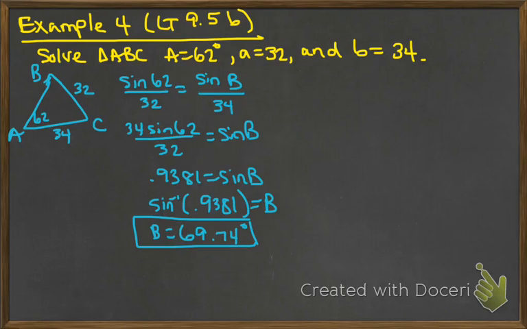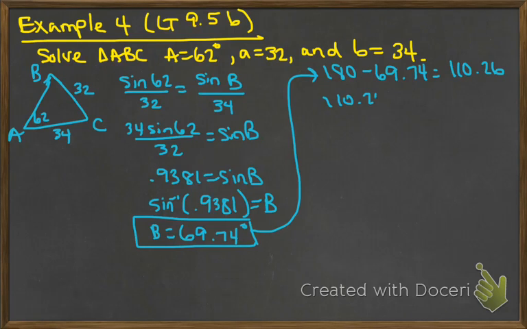So now, like we did a couple problems ago, we've got to check for that second triangle. So we're going to take the answer that we just got, do 180 minus that answer, so minus the 69.74. When I do that, I get an answer of 110.26. And now I need to check to see if that works. So I take that angle, the 110.26, and add it to the angle that they gave us, so 62.